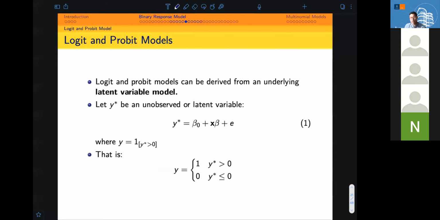Any questions before I go and discuss the latent variable model? Go ahead.